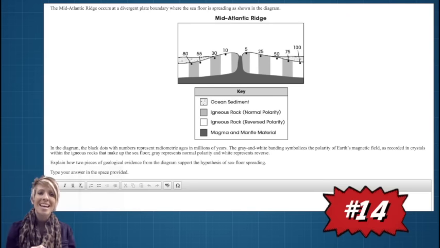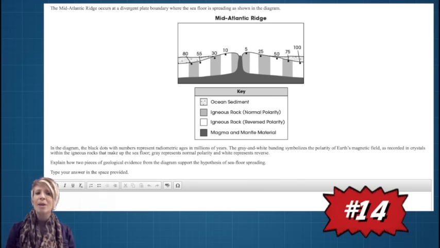So the question says, in the diagram, the black dots with numbers represent radiometric ages in millions of years. So if we look at those black dots, we can see the ones closer to where the seafloor spreading is occurring, those are 5 million years and 10 million years old. As we go out, they get to be 80 million years old and 100 million years old. It says the gray and white banding symbolizes the polarity of Earth's magnetic field as recorded in crystals within the igneous rocks that make up the seafloor. Gray represents normal polarity and white represents reverse.